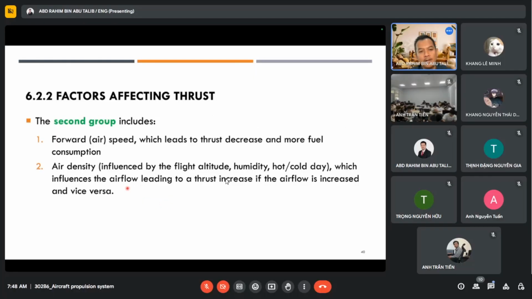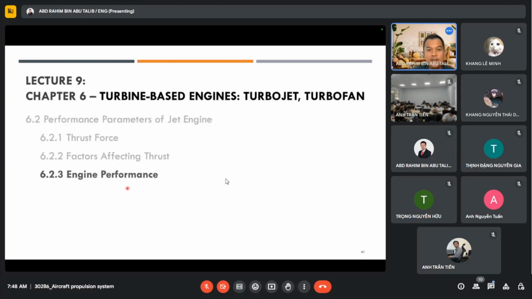All right, I think that's best for us to have a short break for 10 minutes before we continue on the remaining engine performance subtopic.